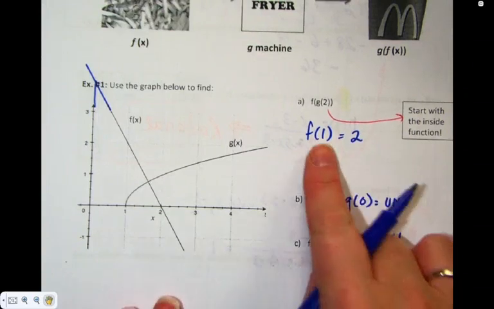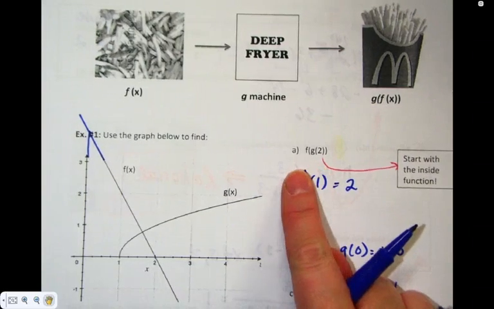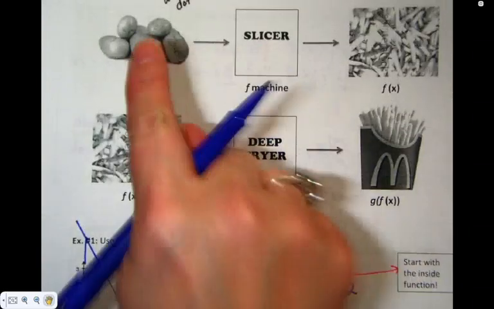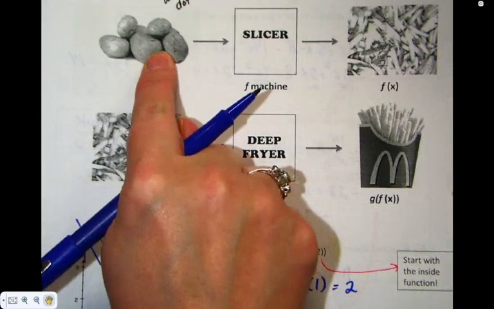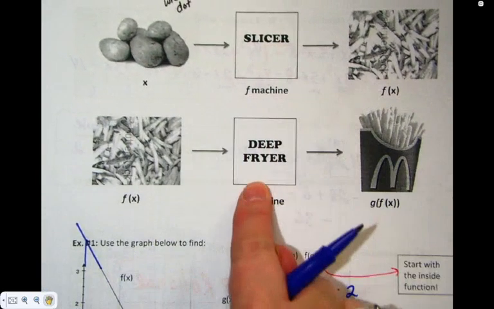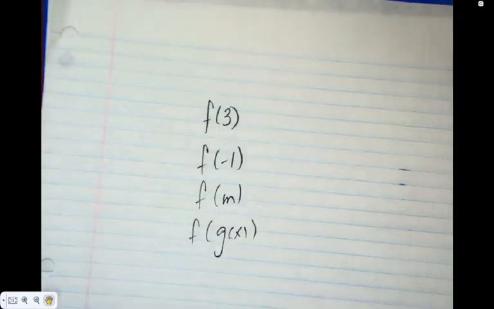So what we did is we took an x, we first applied it to the g function, then we applied it to the f function. That's the equivalent of taking the potatoes, putting them through the slicer, then putting them through the deep fryer. This would be x, this would be the inside function, this would be the outside function. Let's do it algebraically.